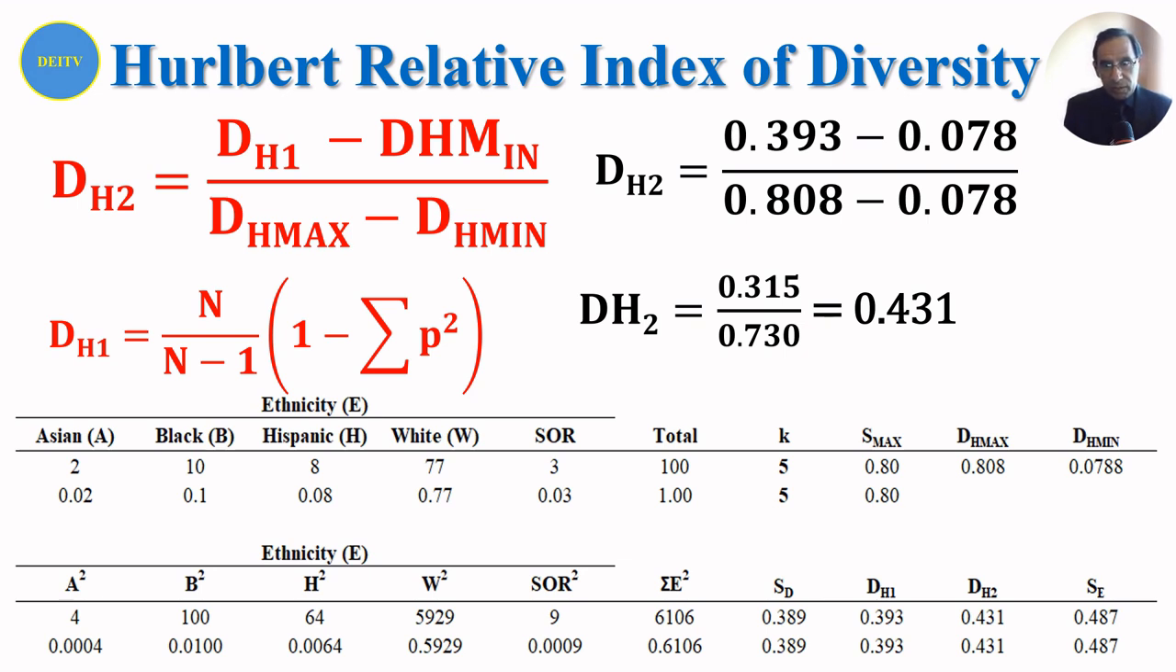So that gives you the relative probability that two individuals of different ethnic groups are going to interact with each other or come in contact with each other. So that's how you interpret this index. Again, you have a 33% chance that two individuals are going to come in contact with each other. Again, that's the relative probability or the relative index of diversity.